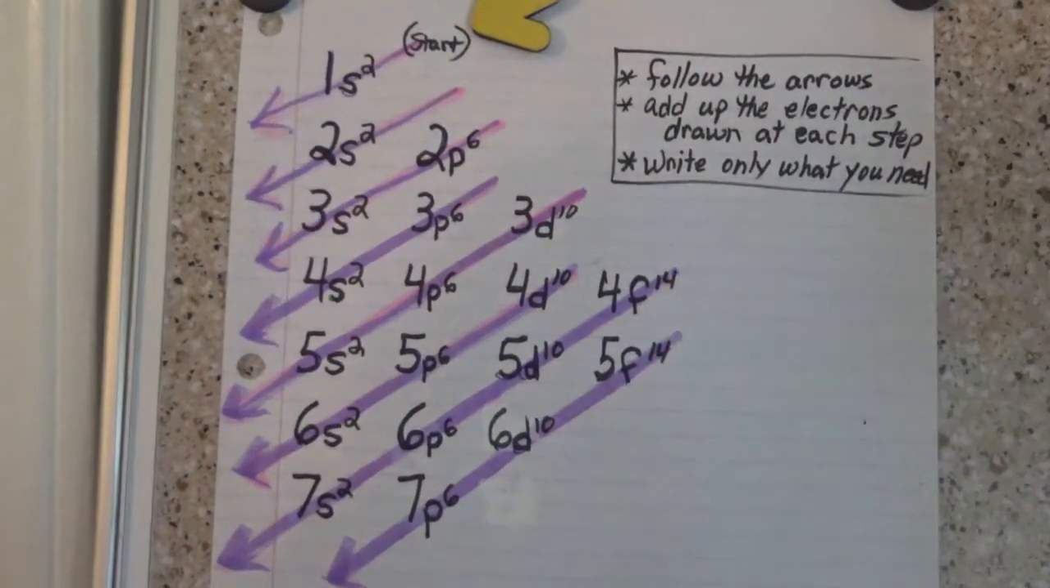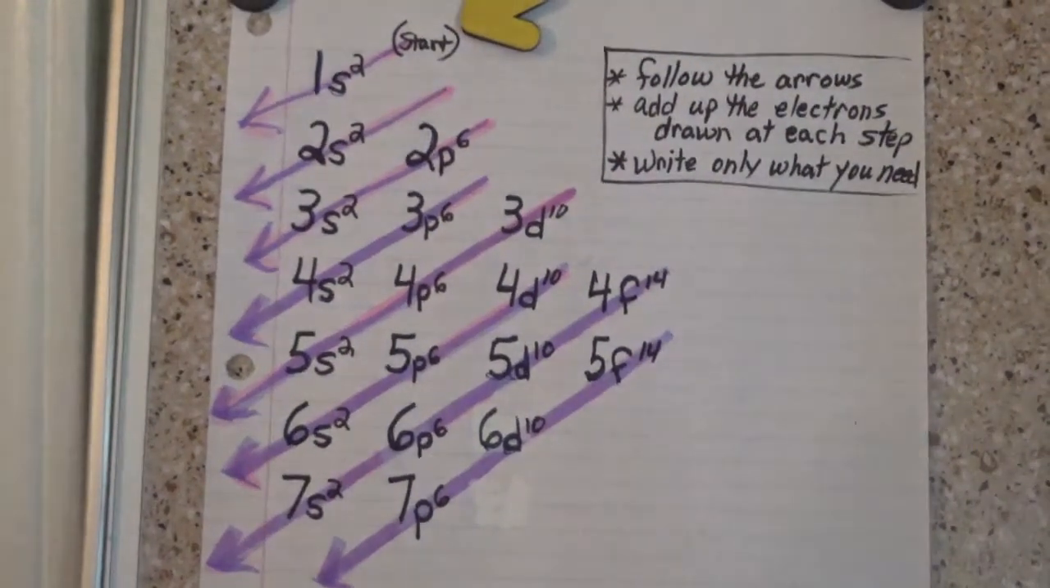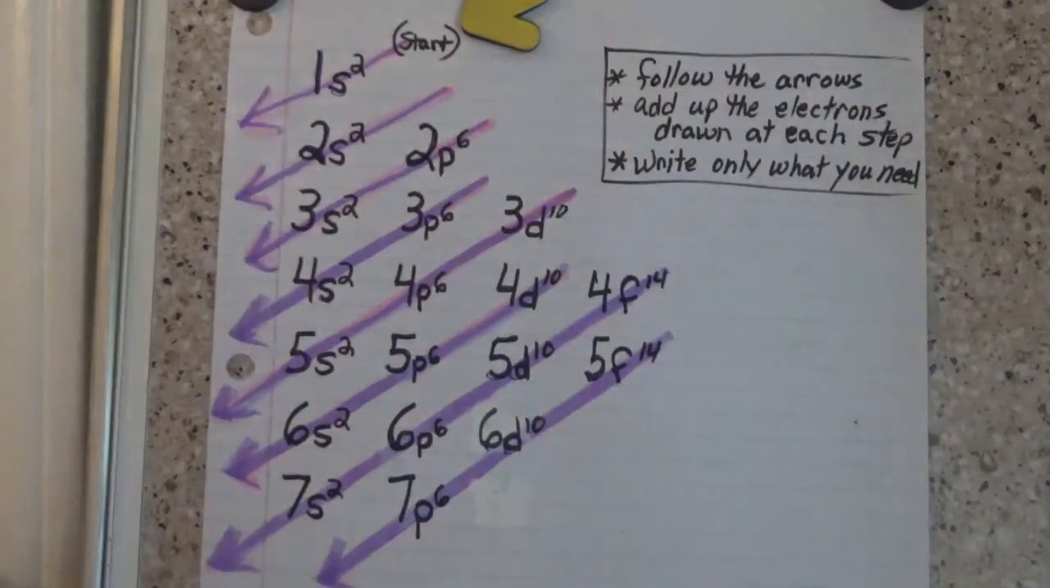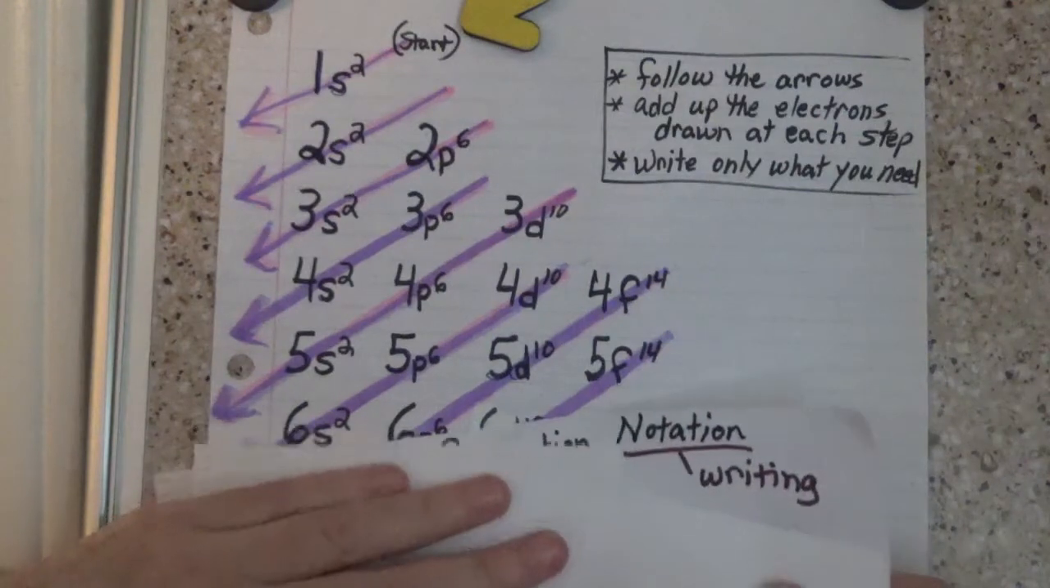Now, let's draw our first element. Let's draw lithium. I don't see my sheet, oh, here it is right in front of me, silly. Okay, so we're going to draw lithium, and I'm going to move this up.